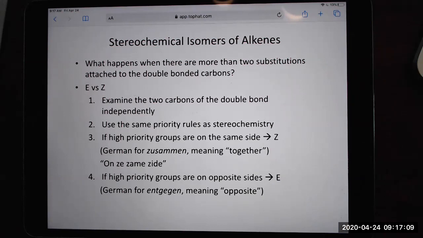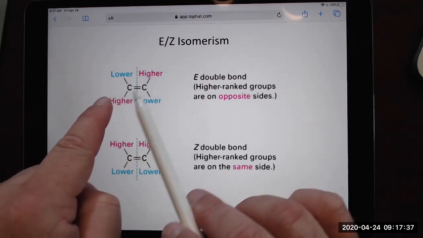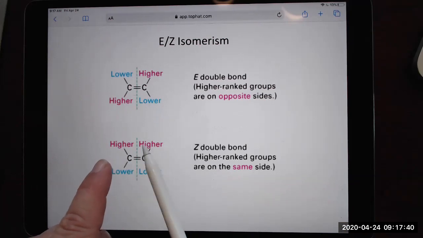Then we take a step back and ask: are the highs both up? Are they both down? Or is one up, one down? Are they on the same side? If they are, like they're both up, then it's Z. If they are not on the same side, there's one up, one down, then it's E. So here, this would be an E because the highs are not on the same side. Here, they are on the same side, they're both up.